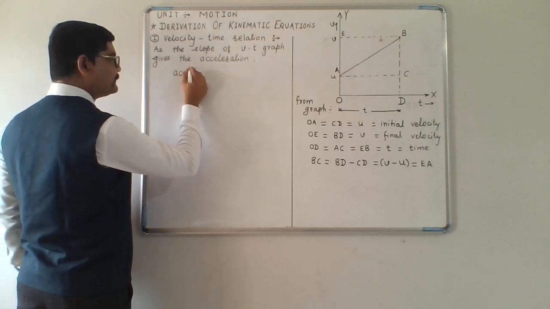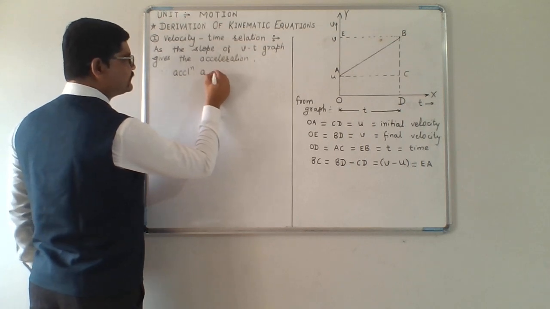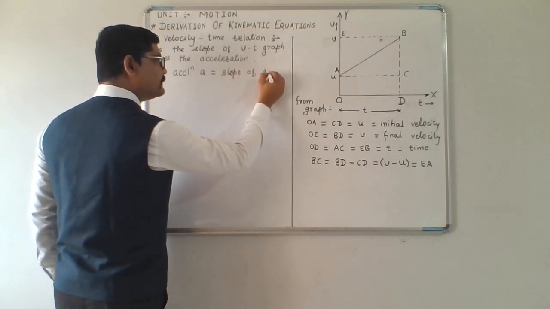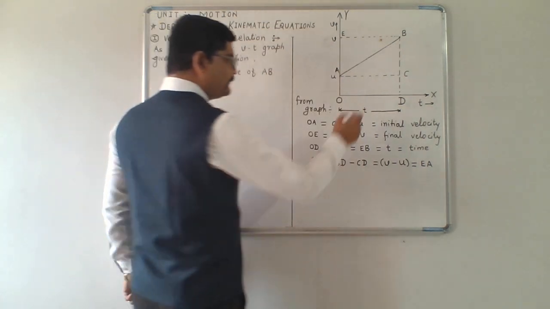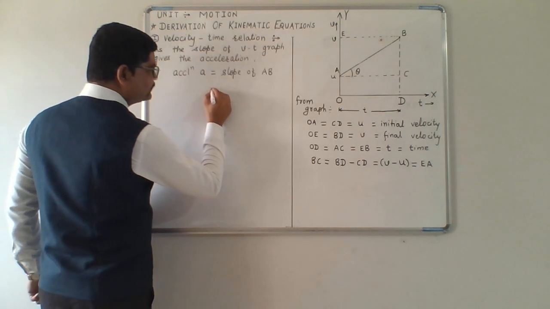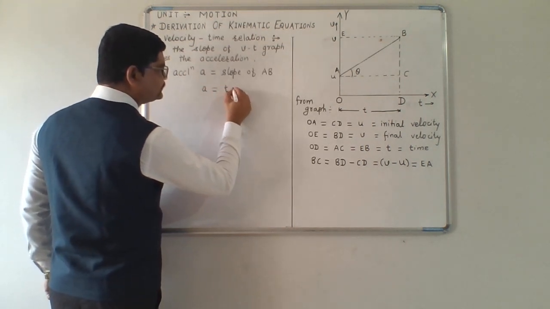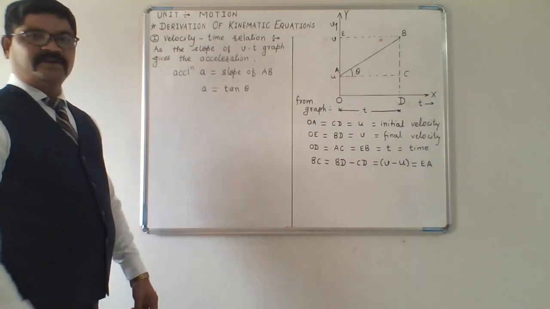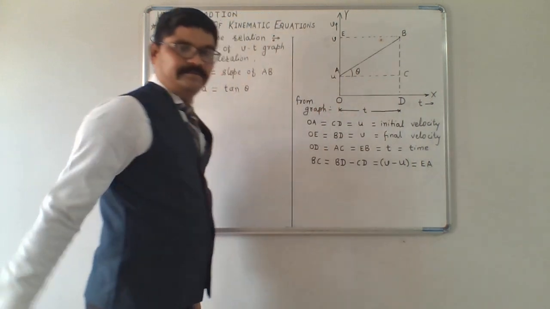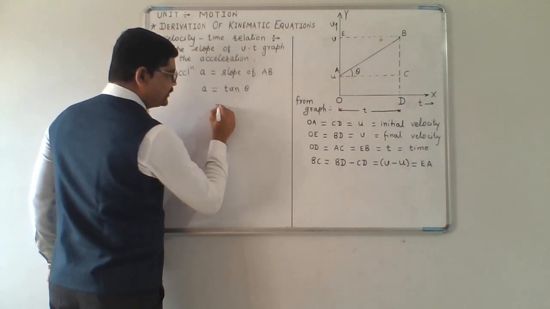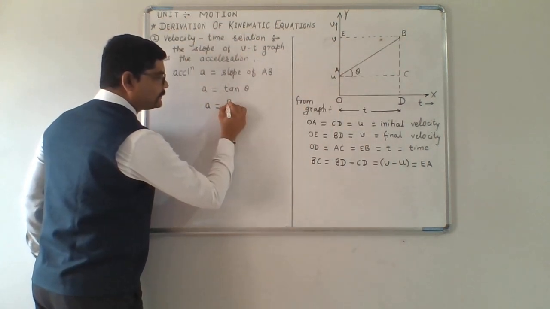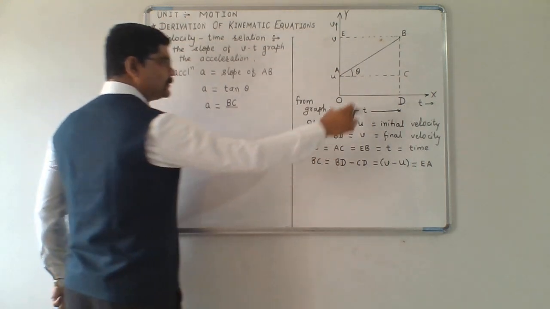Hence, acceleration a is equal to the slope of the VT graph AB. Now, if this line AB makes an angle theta with the x-axis, then this slope will become a equals tan theta, that is, in the given right angle triangle, the opposite side divided by the adjacent side. So you can write tan theta, a is equal to BC divided by AC.